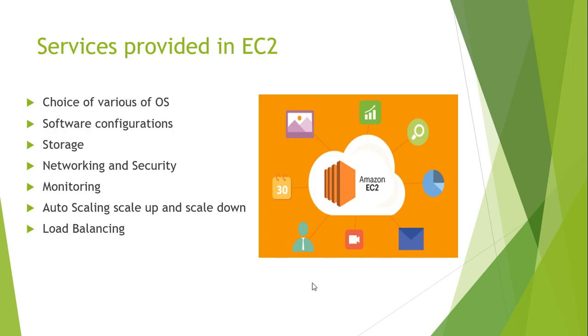Now, what are the services provided in EC2 to the end user? EC2 provides various services. It provides various operating systems for the virtual machine. We can get different operating systems such as Windows, Linux, Mac OS, etc. We get different software configurations according to our need. We can decide how much RAM and how much CPU we need. Storage plays an important role. According to our need, we can purchase the storage.